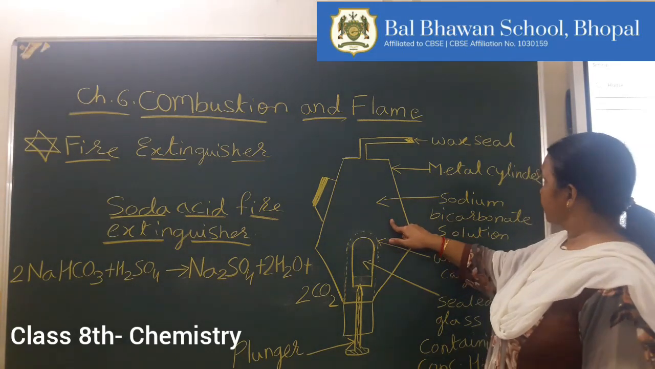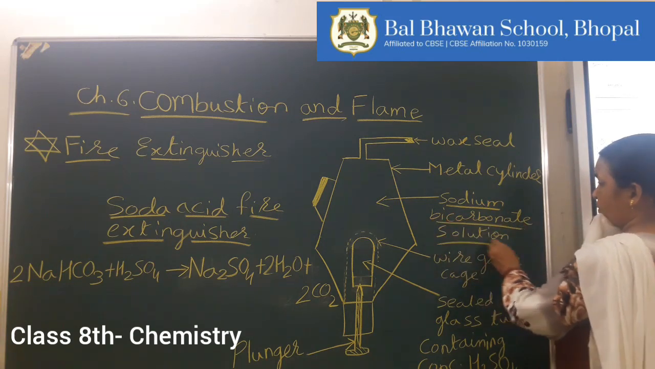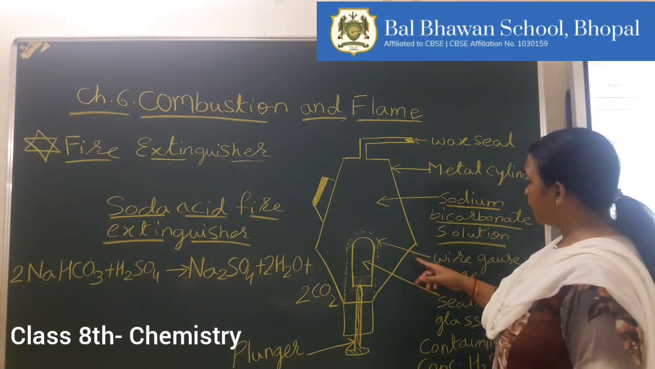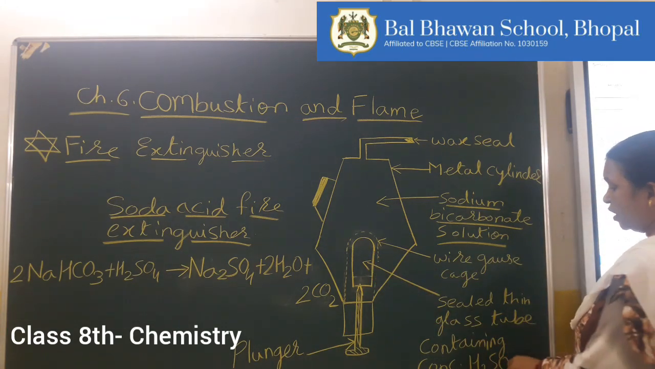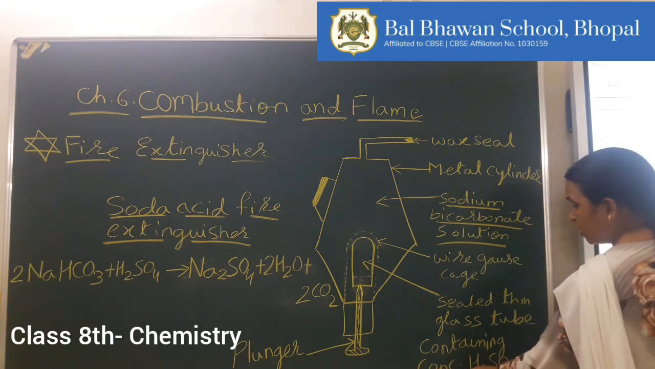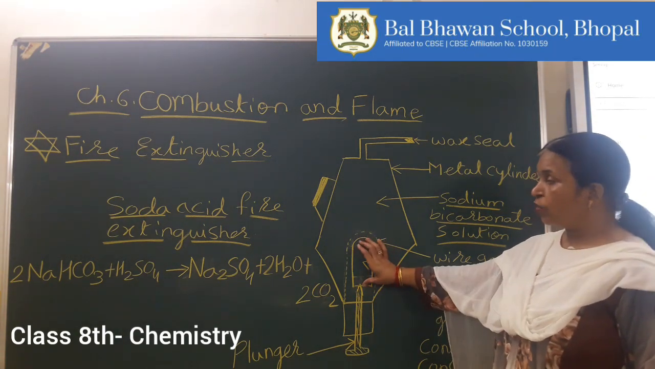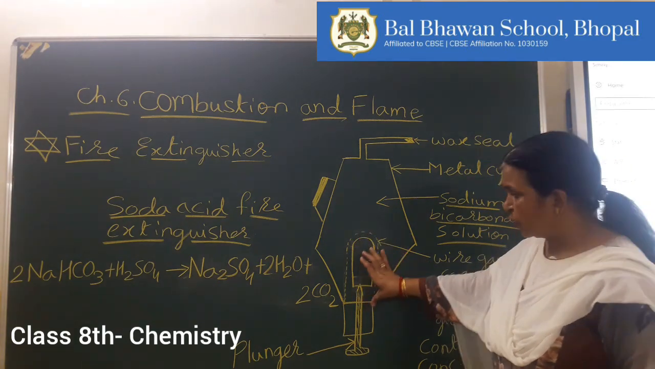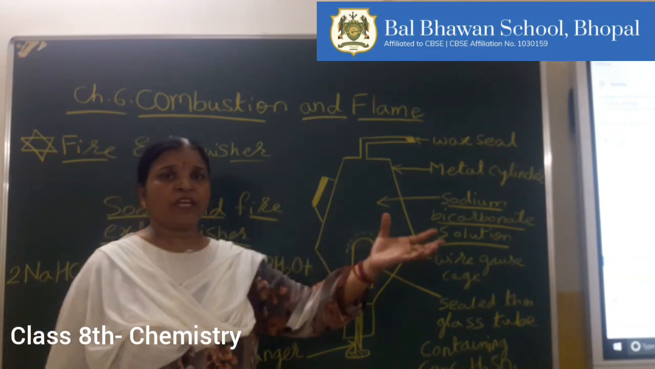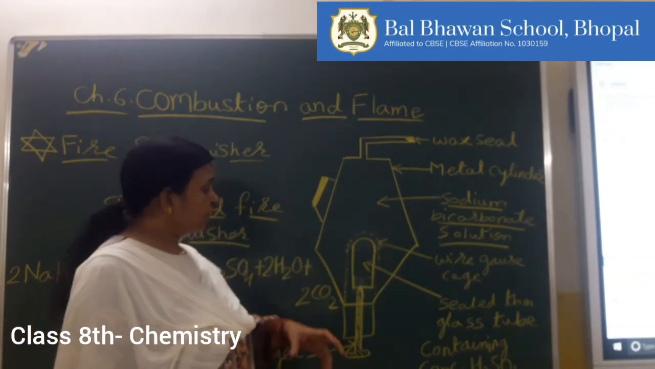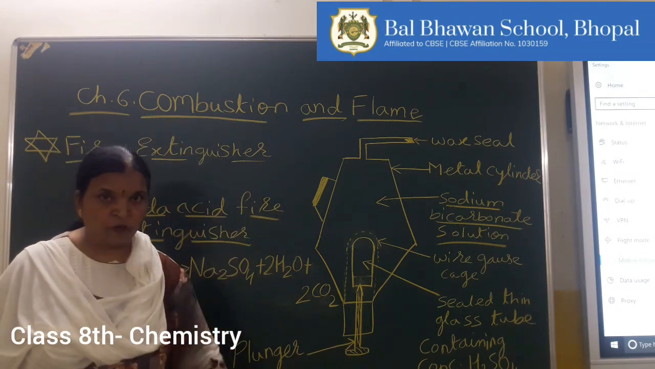In this metallic cylinder we are going to fill sodium bicarbonate solution, right? And in this sealed thin glass tube we will be putting concentrated sulfuric acid. What are we going to put? Concentrated sulfuric acid. Now when you observe any fire incident in your surroundings, what do we need to do? We have to hit this plunger against the floor.